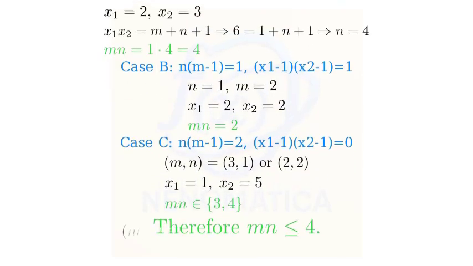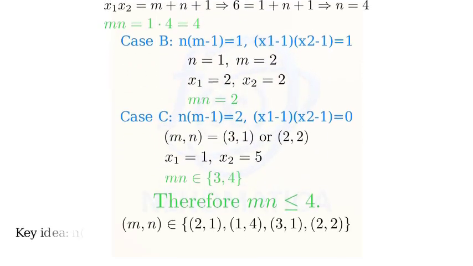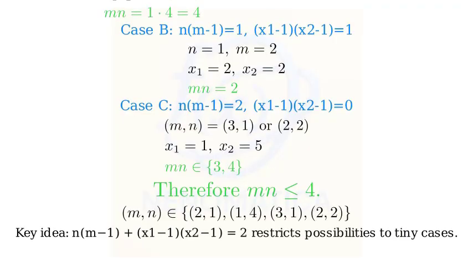Collecting all possibilities, the product mn can be 2, 3, or 4, and in every case it does not exceed 4. Therefore, if the roots of the quadratic are natural numbers, the inequality mn less than or equal to 4 must hold. Example parameter pairs are (m, n) equals (2, 1), (1, 4), (3, 1), and (2, 2).